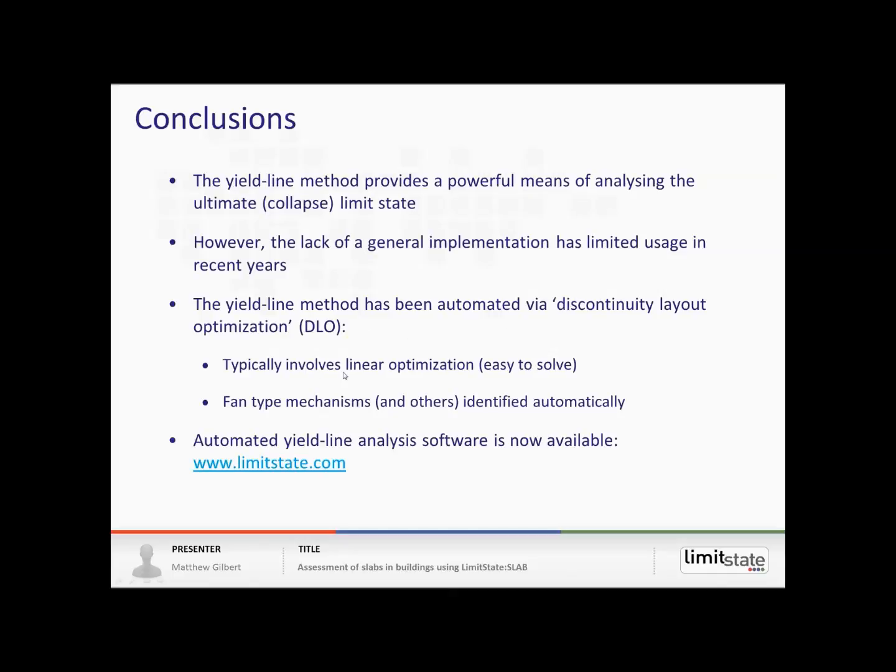So it involves a linear optimization, which is easy to solve, and it allows you to identify fan-type mechanisms as well as other more complex yield line patterns automatically, rather than having to go through and postulate potential patterns as you would have done by hand previously.